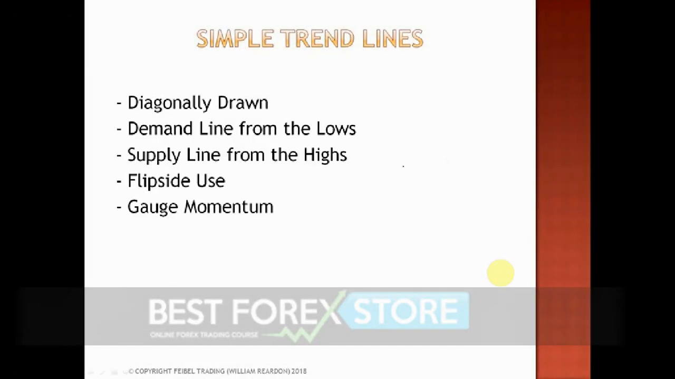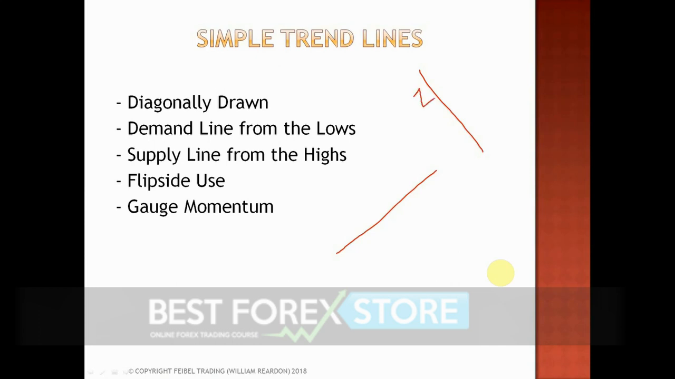New subsection, simple trend lines. Well, they're diagonally drawn: demand lines from the lows and supply lines from the highs. So demand lines we will draw from lows to the highs, and they act as support. And supply lines we draw from the highs downwards, and the supply line acts as resistance.